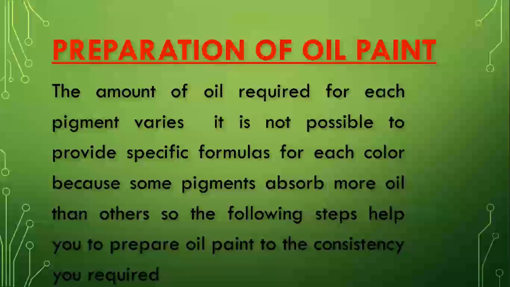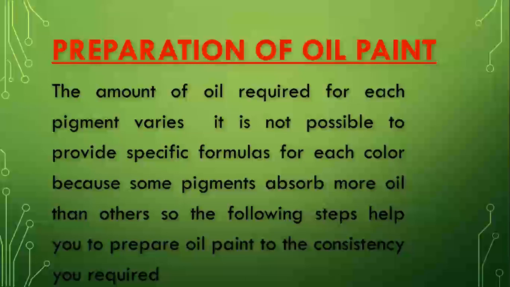And the next is the preparation of oil paint, how we prepare the oil paint. Here one thing is very important: every pigment and every color has its own structure and specific formula. So we mix the pigment and the color which have the same structure and the same formula; pigment and oil that have different characteristics will not mix together.